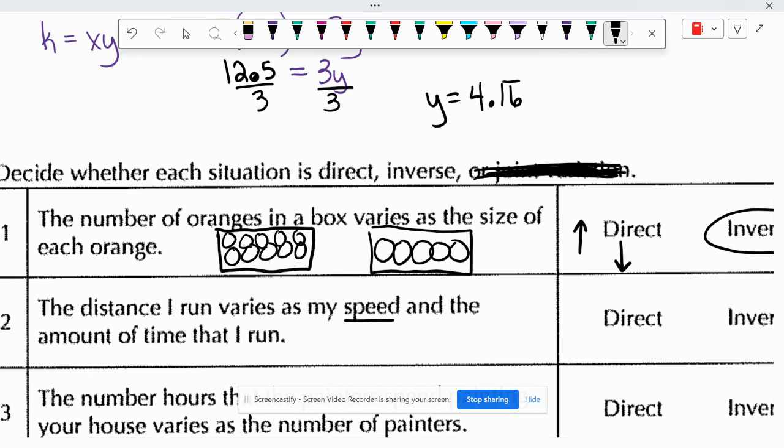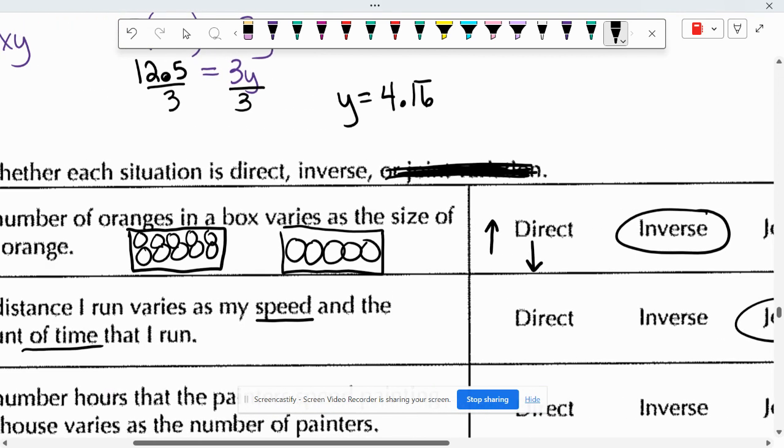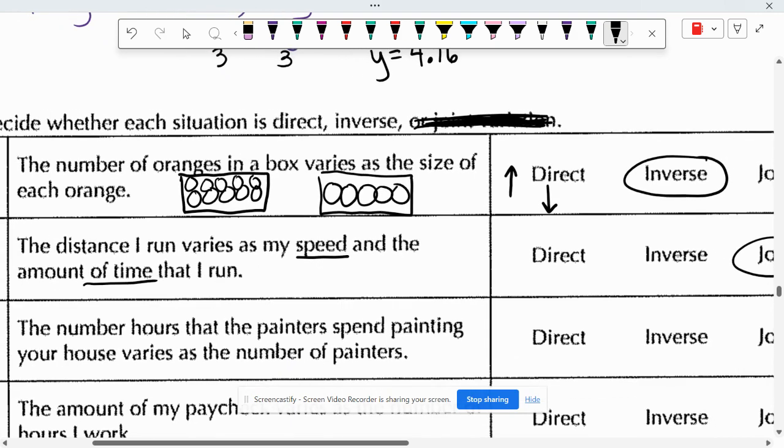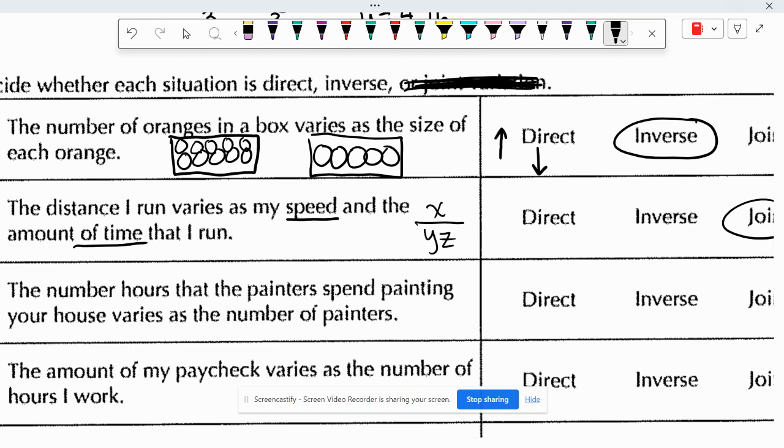The distance that I run varies as my speed and the amount of time. This is two variables, speed and amount of time. That's joint variation. You guys don't have anything like that at all. Joint variation is one thing changes as two other things are in play. Okay, we don't do that.